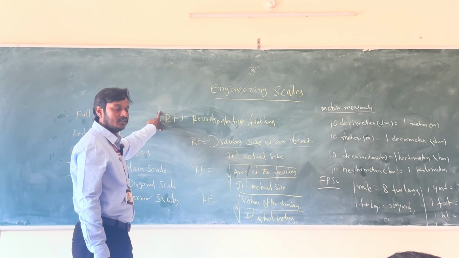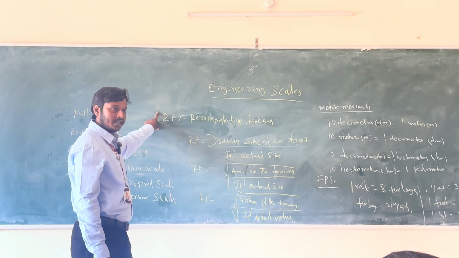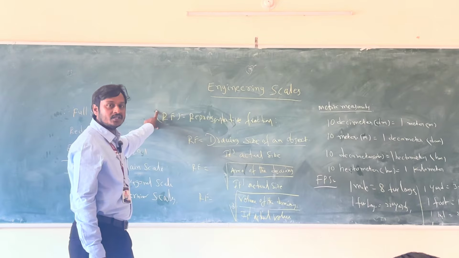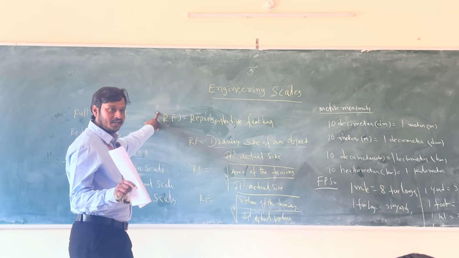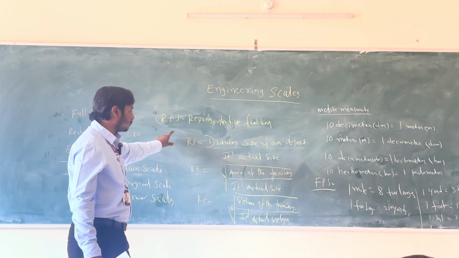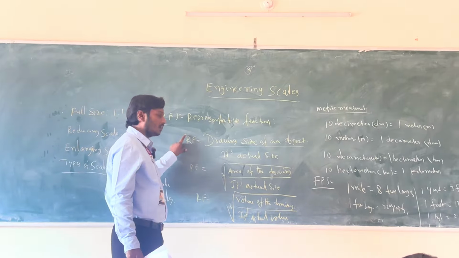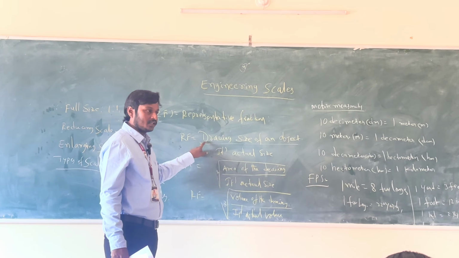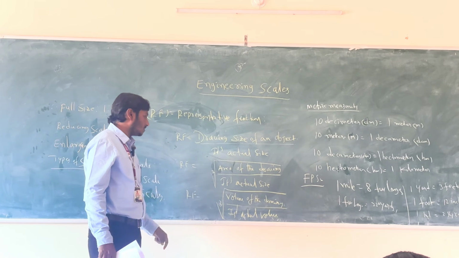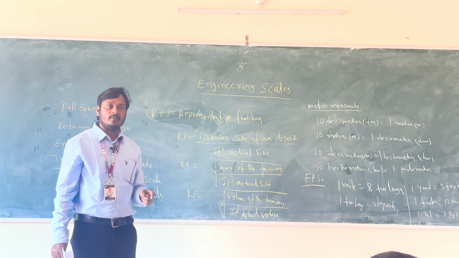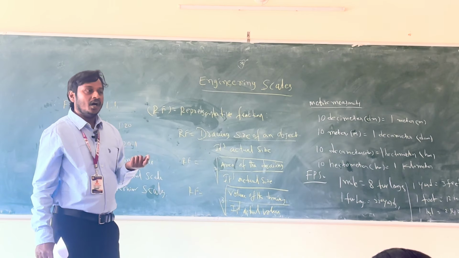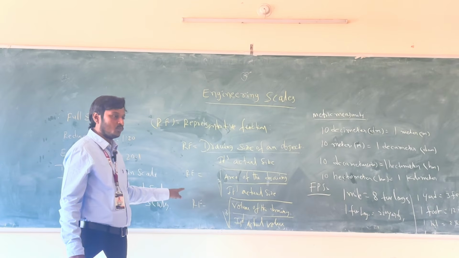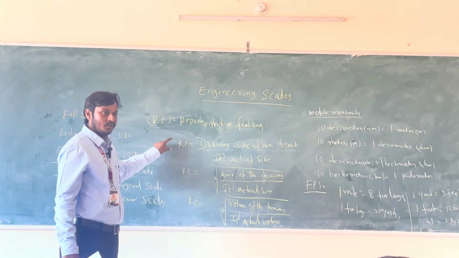What is the representative fraction? The ratio of the drawing size to its actual size. Now some formulas. The drawing size of an object by its actual size. Next, the area of the drawing by its actual area. Volume of the drawing by its actual volume. These are the main important formulas for finding the RF value.